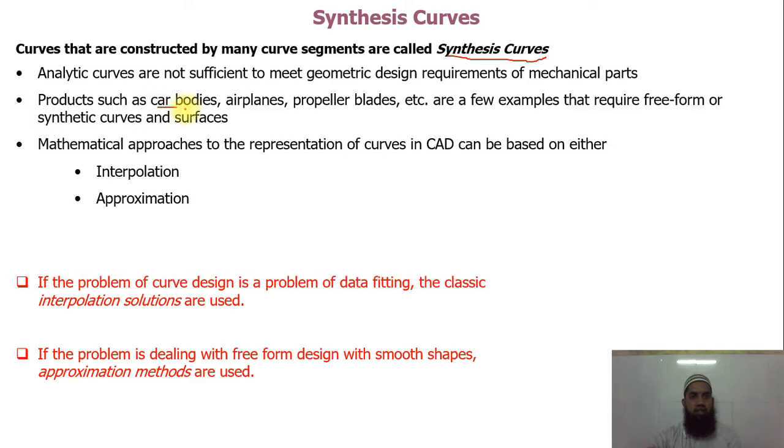Products such as car bodies, aeroplanes, propeller shafts and many more are designed by using synthetic curves. For the mathematical representation of curves in CAD, the first approach is interpolation and the other is approximation. There are two types of curves: interpolation curves and approximation curves. If the curve design problem is a data fitting problem, the classical interpolation solutions are used. If the problem deals with free-form design with a smooth shape, meaning the curve does not pass through all the control points, we will use the approximation method.